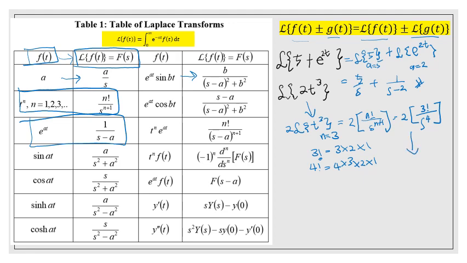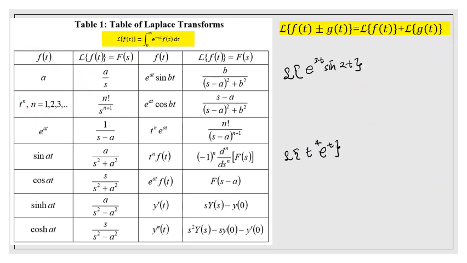Okay. So we continue. So we have 2, 3 multiplied by 2 multiplied by 1 over s power 4. Okay, when we substitute 2, 3 multiplied by 2, 6 multiplied by 1, then we get 6 over s power 4. Then the final answer will be 12 over s power 4.